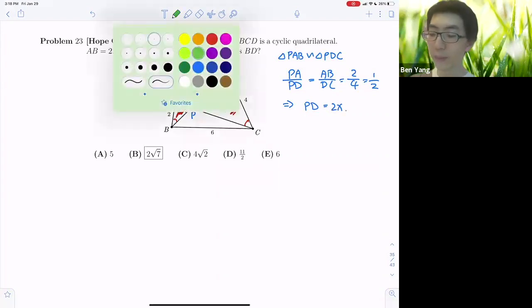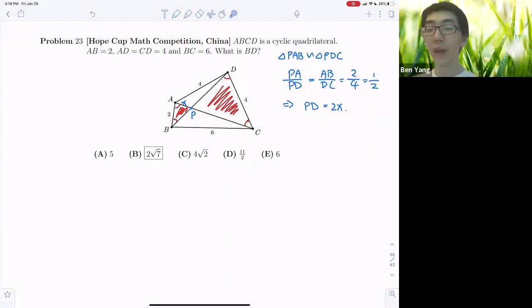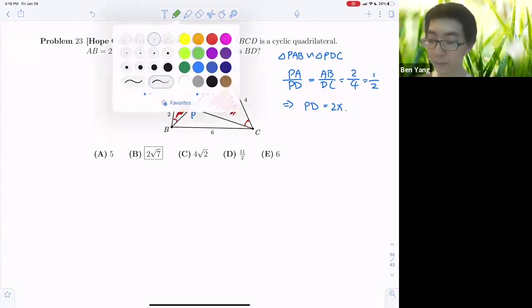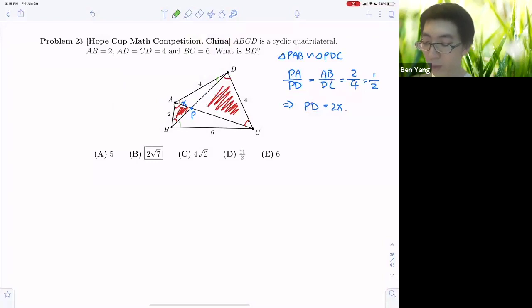Okay, so by similar reasons, we also have another pair of similar triangles, triangle PAD and triangle PBC. Again, it's because angle PAD is equal to angle PBC, and angle PDA is equal to angle PCB. So the two green triangles there are also similar to each other. So triangle PAD is similar to triangle PBC.